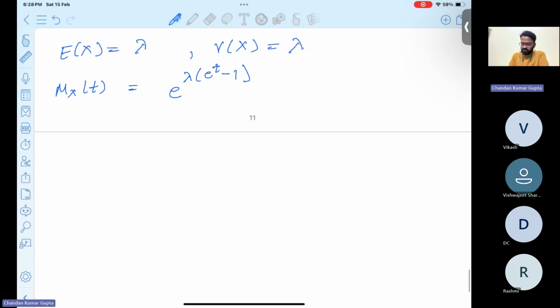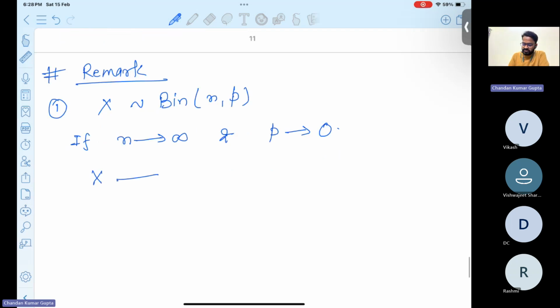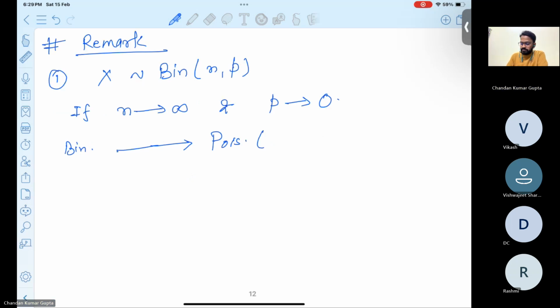Also, suppose x follows a binomial distribution with parameters n and p. If the value of n is quite large, tending to infinity, and the value of p is quite small, then in that scenario this binomial distribution converges to the Poisson distribution, with parameter lambda equal to n into p.